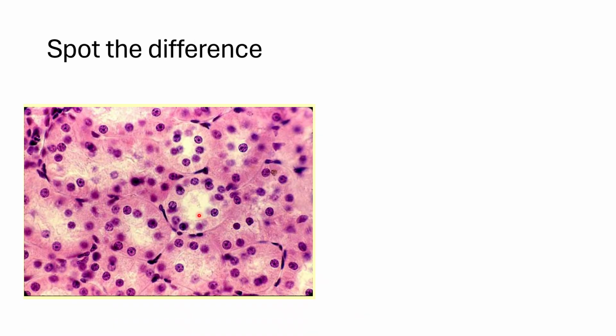So now let's see how do we spot the difference between the PCT and the DCT. So let's see which is PCT and which is DCT. So just think about what is this cell and what is this cell. Just think for a minute. I'll be telling the answers now.